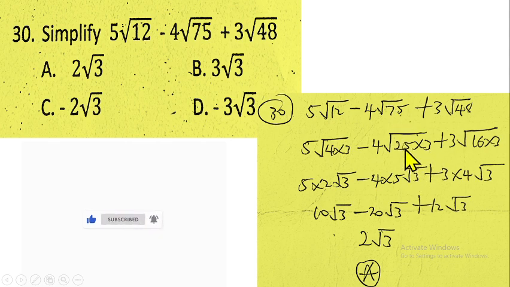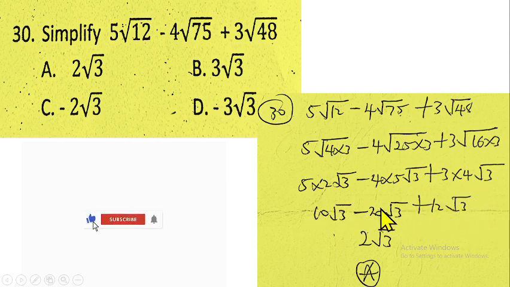Then √25 is 5, then 5 times 4 gives us 20√3. We are left with √3 here. Likewise, 48 is 16 times 3, so √16 is 4. That gives us a 4 here, so 3. From there, 5 times 2 gives us 10√3, minus 4 times 5 gives us minus 20√3, and 3 times 4 is 12√3.